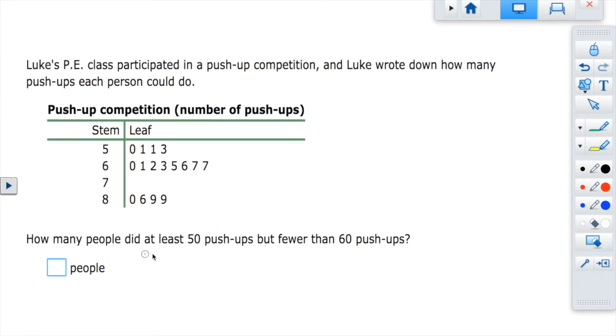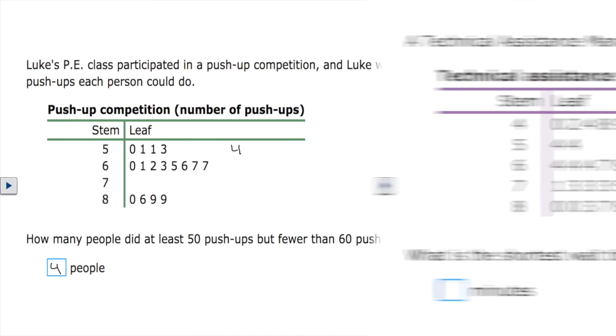So how many people did at least 50 push-ups, but fewer than 60? So he did at least 50. He did 51, 51, 53. So that's 4. But fewer than 60. So 60 is equal to 60. It's not fewer than 60. So 4 people did at least 50, but fewer than 60.